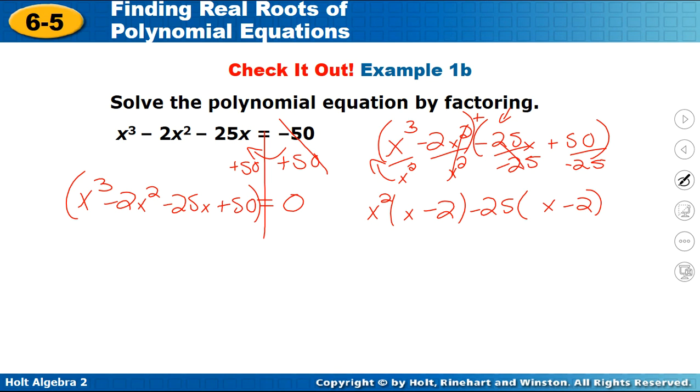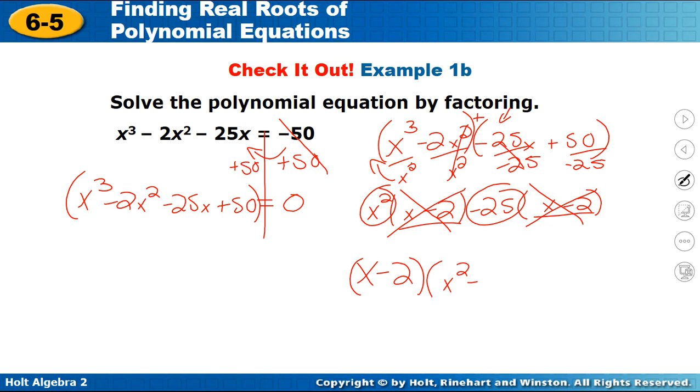So it's working. Remember, every time you factor by grouping, you should get common binomial factors. So you see both these groups have an x minus 2 in common. Bring that x minus 2 and set it aside. Now, what's left without the x minus 2s? X squared minus 25.